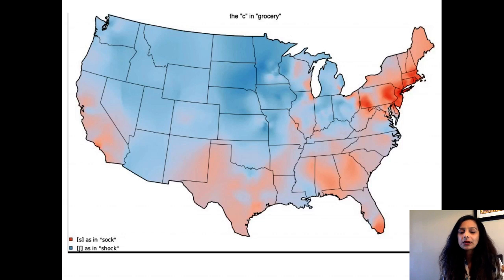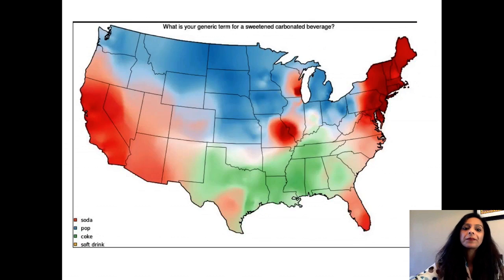Here's the map for grocery, and again, many of you probably say it one way, and I say it another, right? Again, you can see the majority of the East has the British-style pronunciation, because that's where the British landed first, right? But now the majority of America says it the other way.